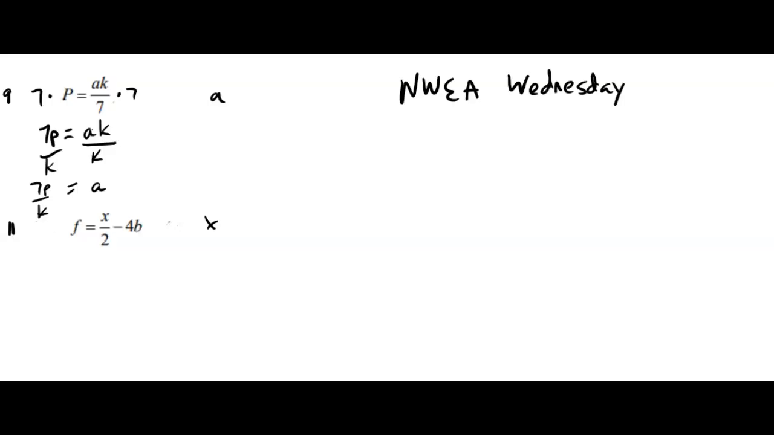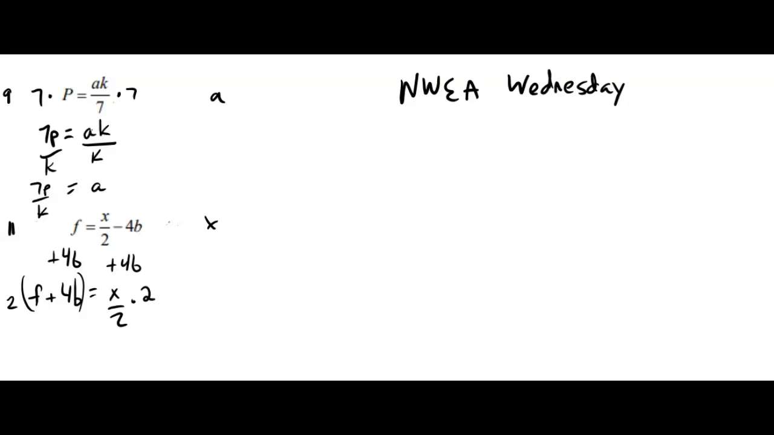The other one that I thought was good to show was 11. I add 4b first because I'm solving for x. F plus 4b equals x divided by 2. And then just like up here, I get rid of division by multiplying, but this one's tricky because I'm multiplying this entire thing by 2. So you gotta be careful.